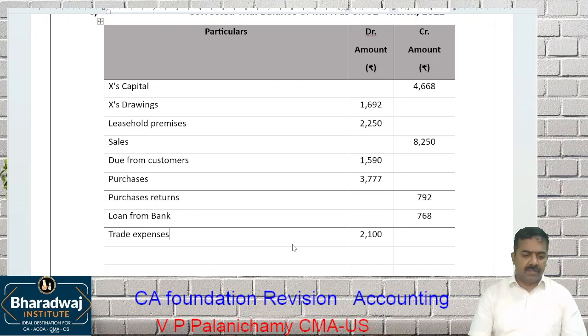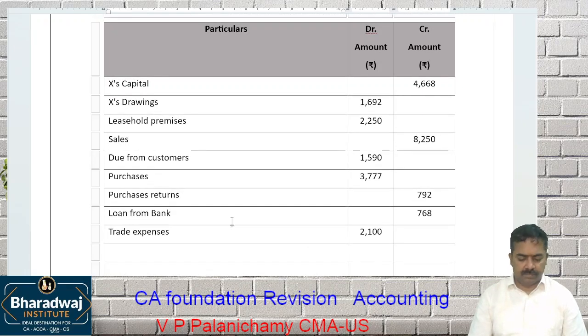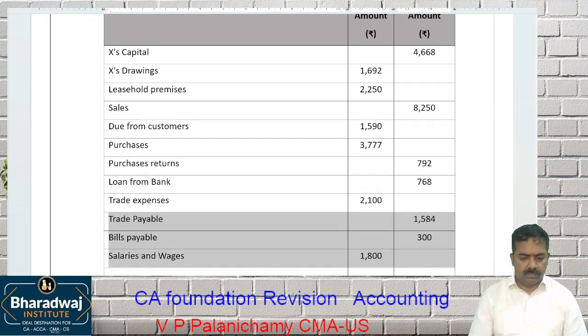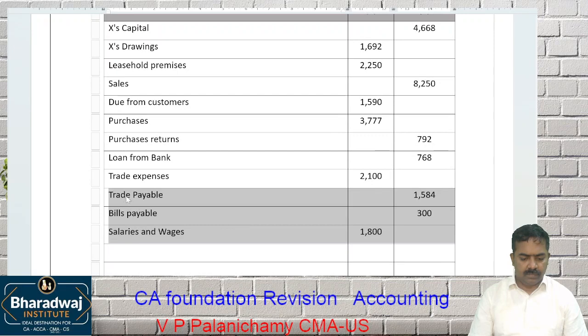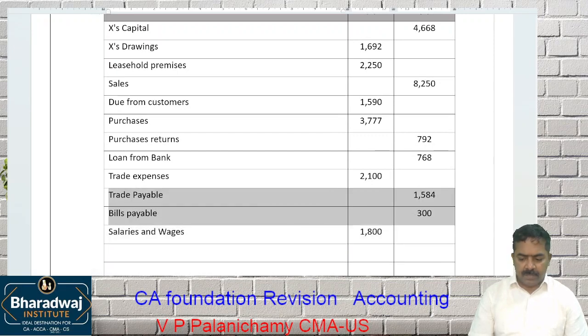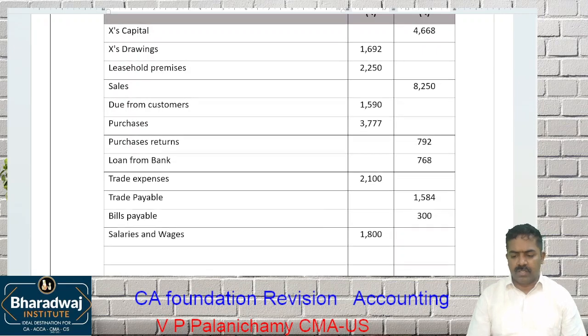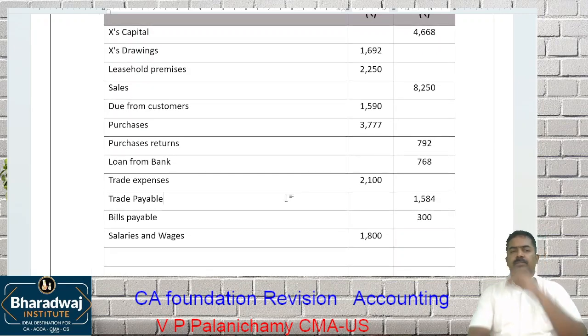Try to prepare it. Trade payable, bills payable should go to the credit side. Salaries and wages, no issues. You can show it on the same side, I mean, debit side.